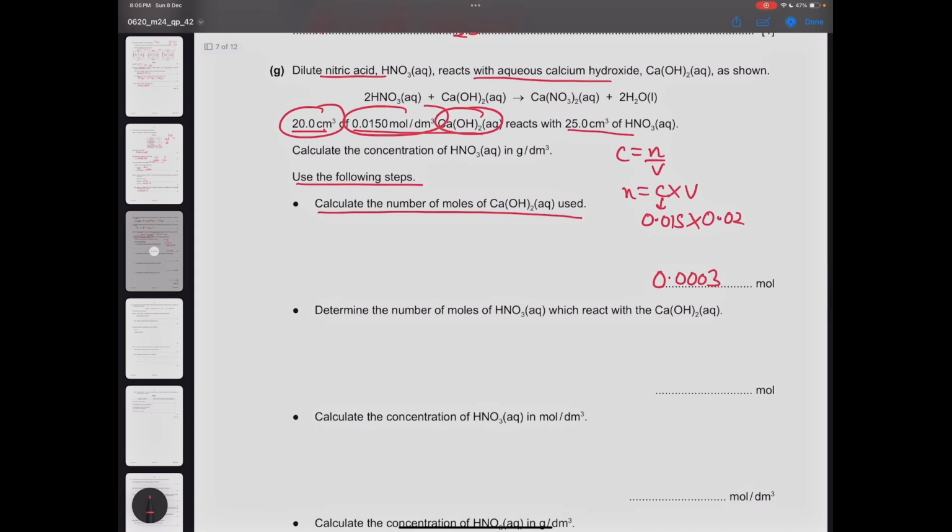Determine the number of moles of HNO3 which react with calcium hydroxide. For this, you need to use the ratio. Check the ratio between calcium hydroxide and nitric acid. It is 1 is to 2, right?